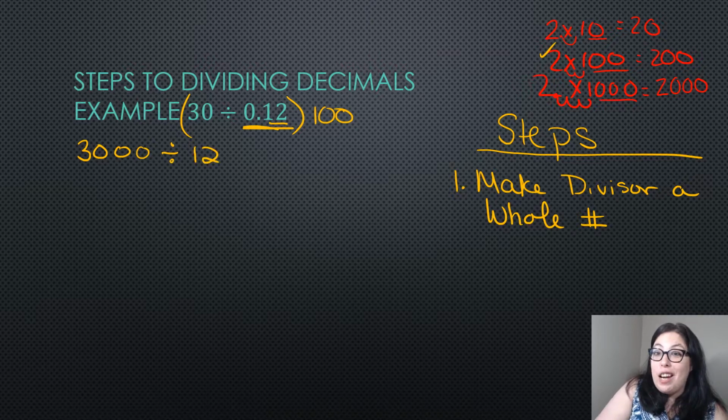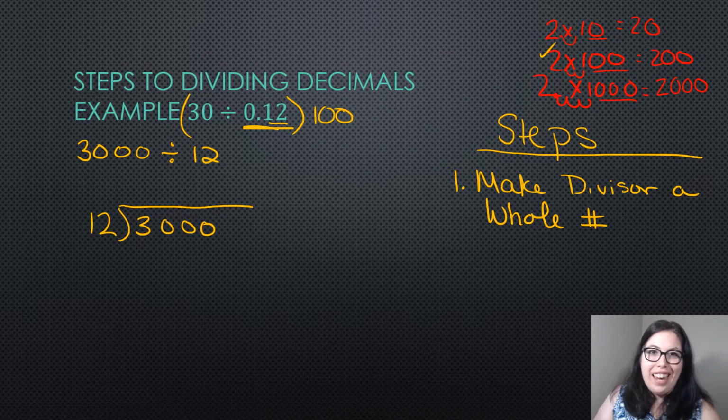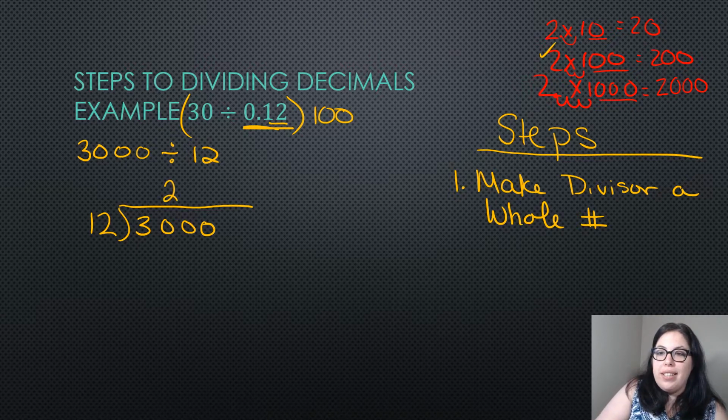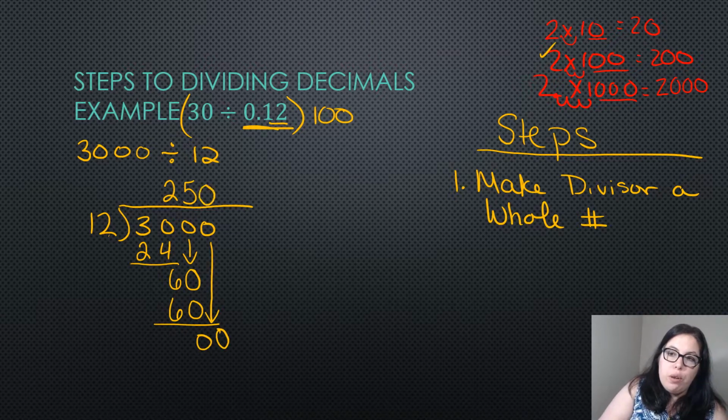Now I must set up my problem. 12 on the outside, 3,000 on the inside. Okay, now I'm going to divide and figure out what the answer is. So 12 goes into 30 twice, and that's going to be 24. Drop down my 6. 12 goes into 60 5 times. And we got to have a place value for that last one. 12 goes into 0 0 times.